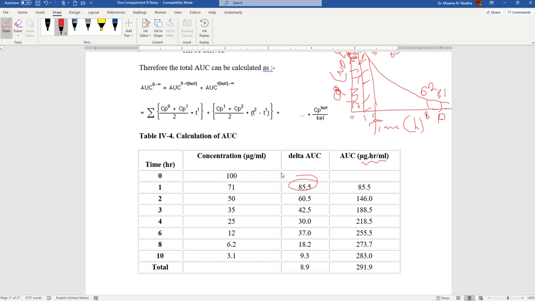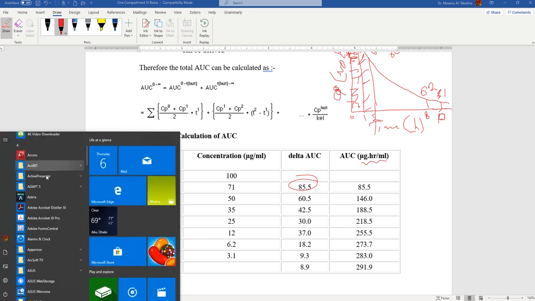Okay, can you do this? Okay, look at the width. The width we have is 10 minus 8, which means 2. And what is the average concentration of 6.2 plus 3.1? See, this is 9.3. 9.3 divided by 2. Let's see.